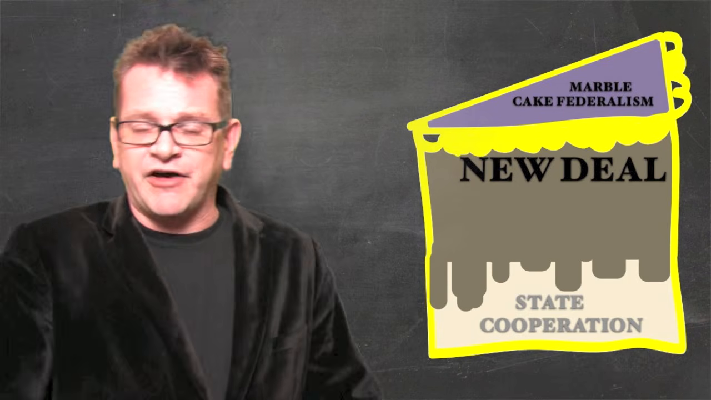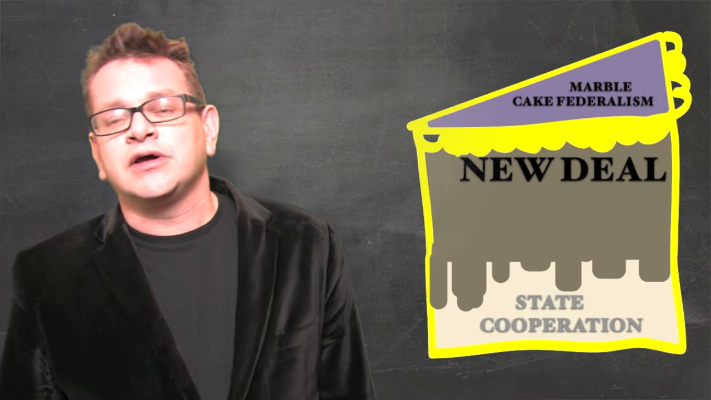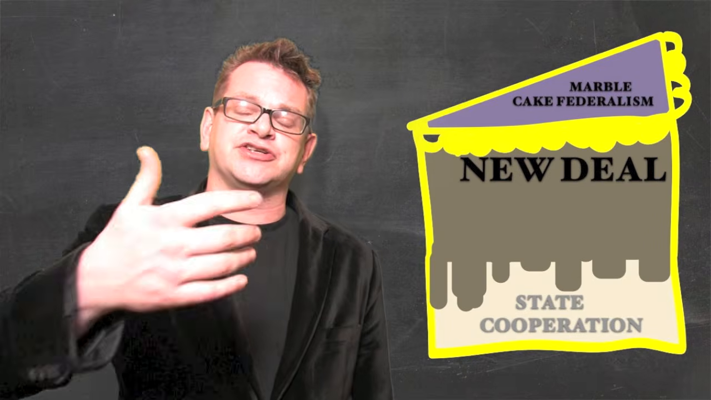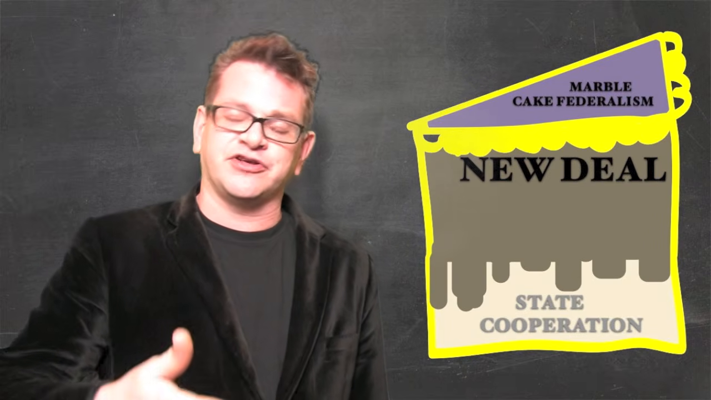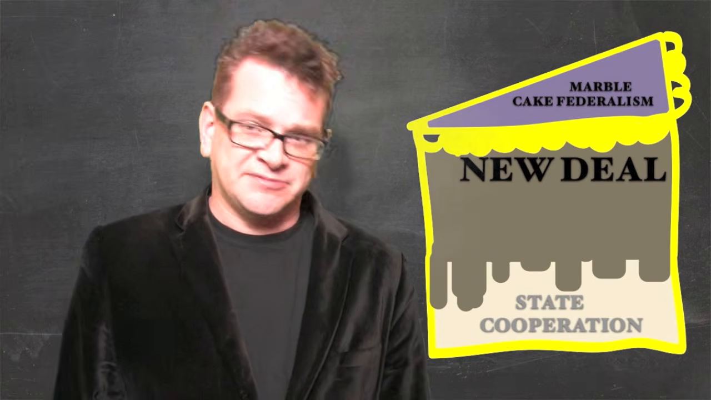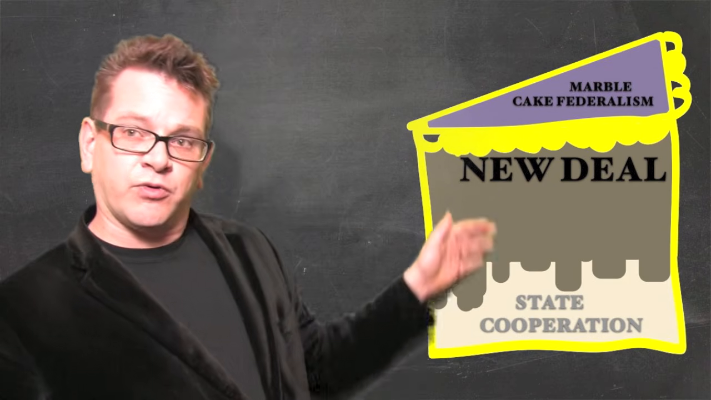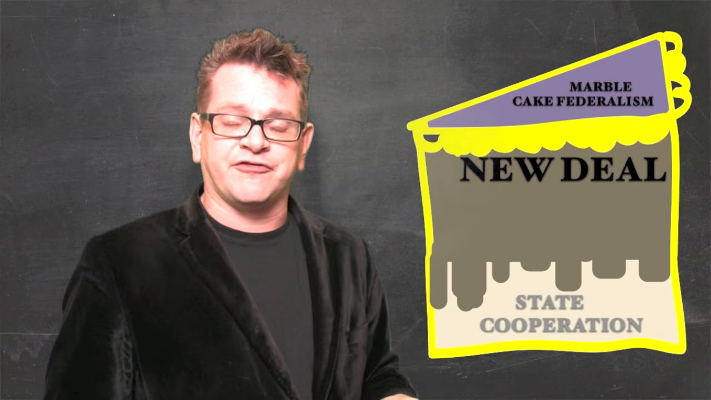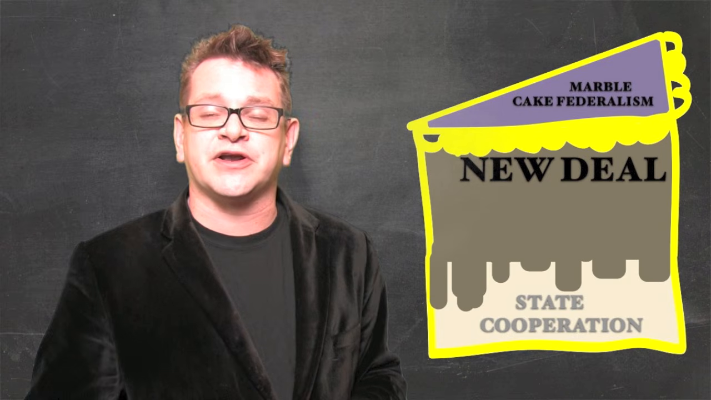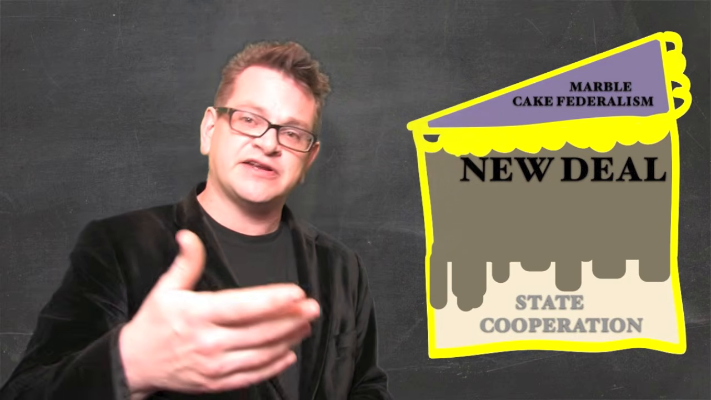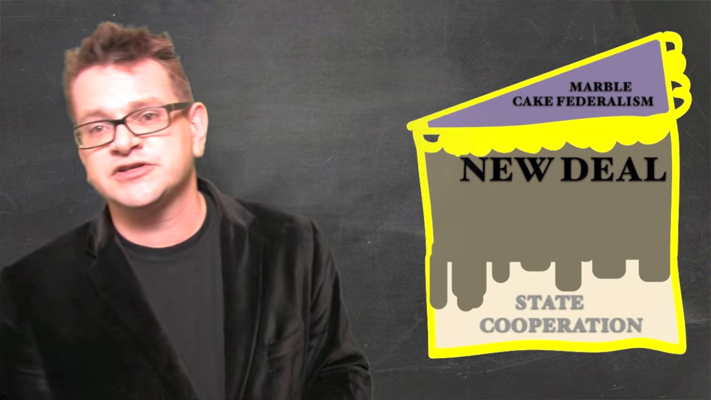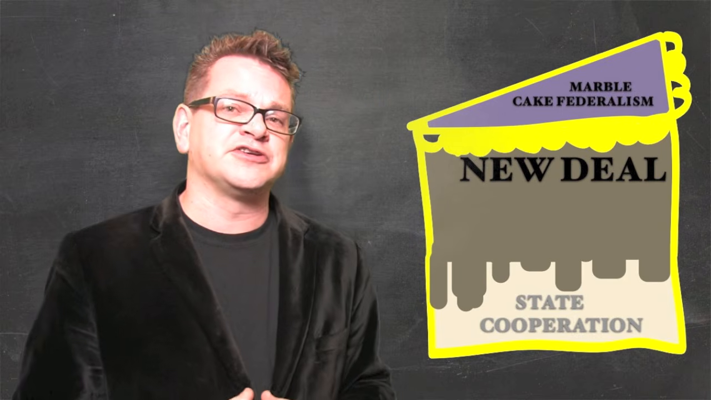Bam! Marble cake federalism. How tasty does that sound? Layer cake federalism changes with the election of FDR in 1932 and the New Deal. Sometimes this is called cooperative federalism because the state and the Fed are working together in a collaborative effort to deal with the Great Depressionary problems that occurred after the stock market crash of 1929 and the onset of the Dust Bowl. So in marble cake federalism, you have a bleed through.